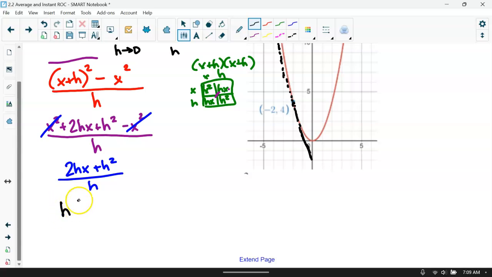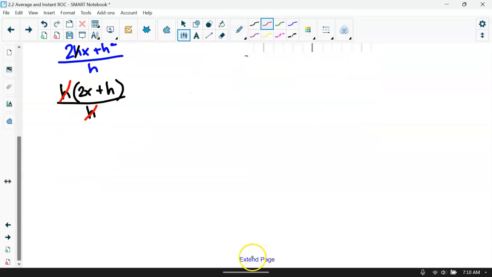So after factoring out h, we only had the 1, so now it's 2x plus just h here, right? Because we had 2x and h squared, take out h. Now 2x plus h over h. Now h divided by h is 1. So all we have here now is 2x plus h. Now keep in mind, this is instantaneous, so this is the limit as h approaches 0.